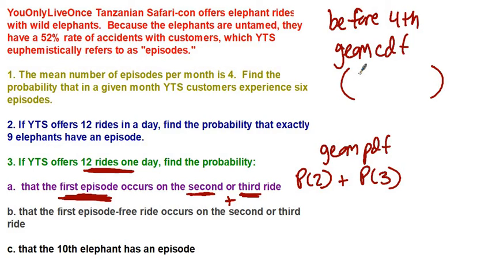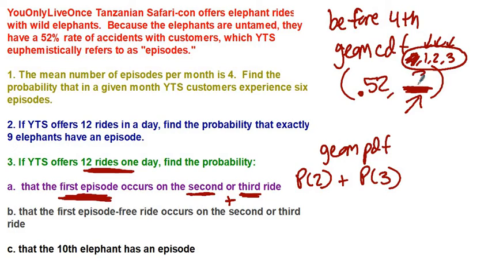So you go to Geom CDF, and it's going to ask you the p-value, which is 52%, and then this number. Before the 4th means 0 or 1 or 2 or 3. This number is supposed to be the highest number that you would go up to. So if you want it to occur before the 4th, it's going to occur on the 1st, the 2nd, or the 3rd. So you put a 3 right there. Before the 4th means it's going to occur up to and including 3. If that said before the 100th, you would put a 99 right there.